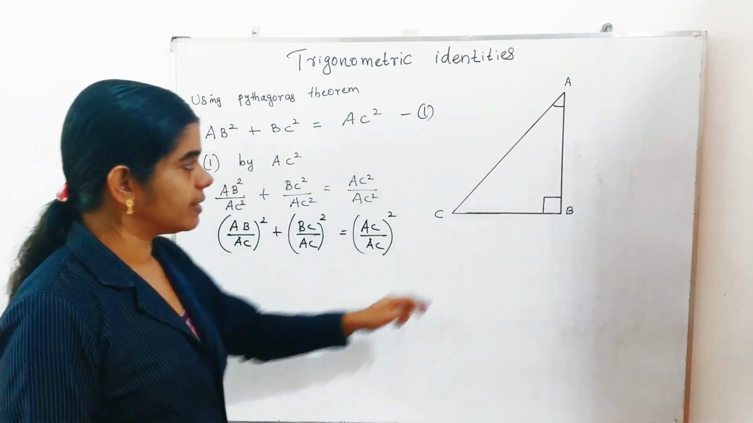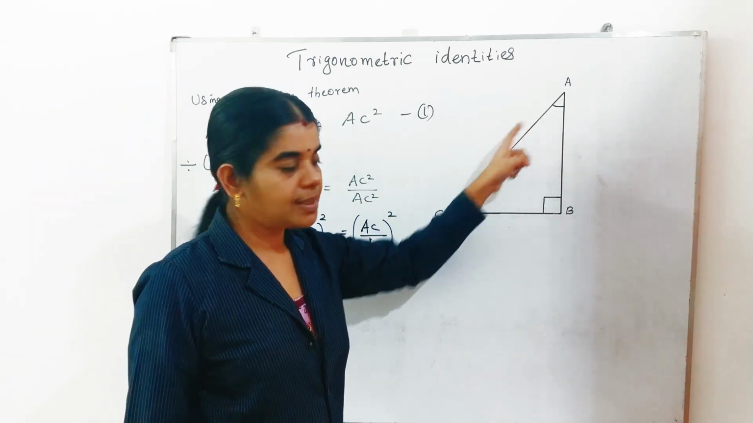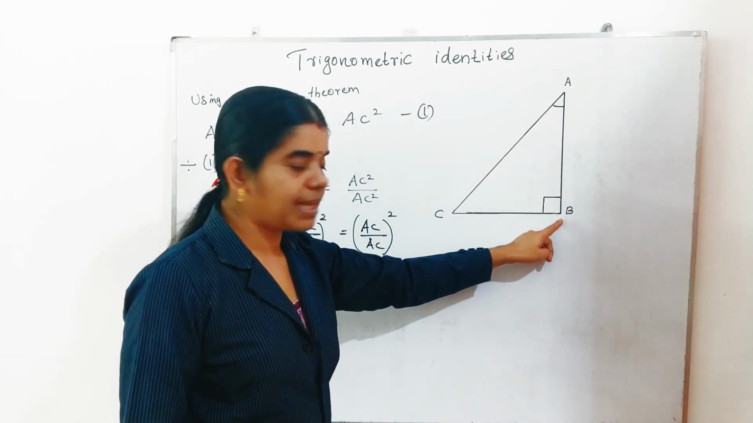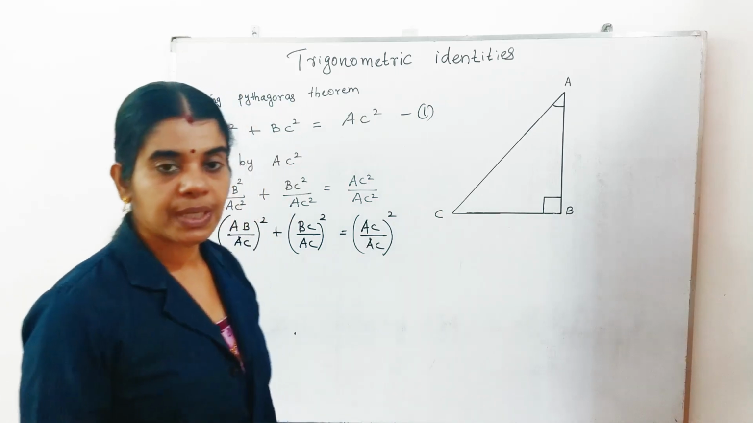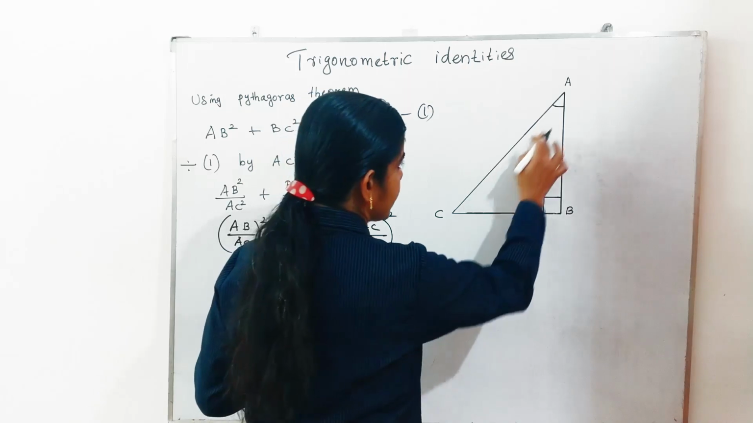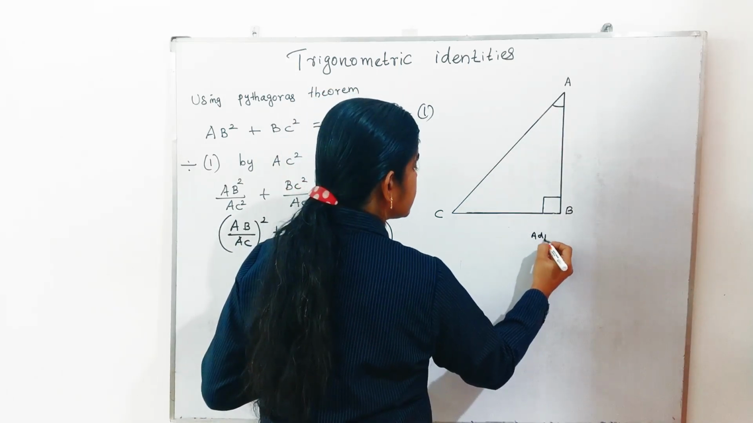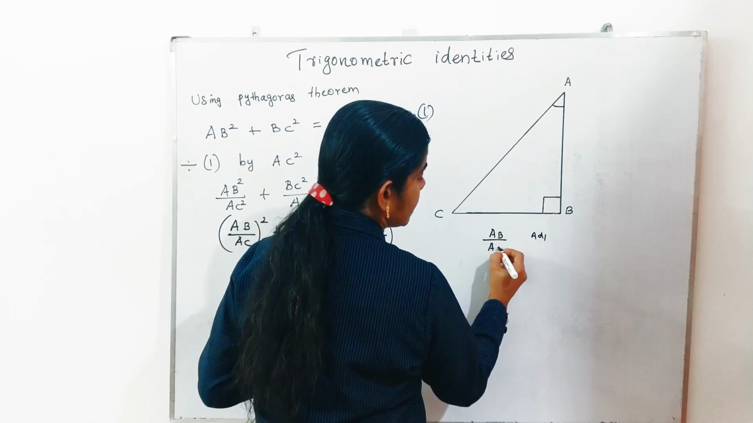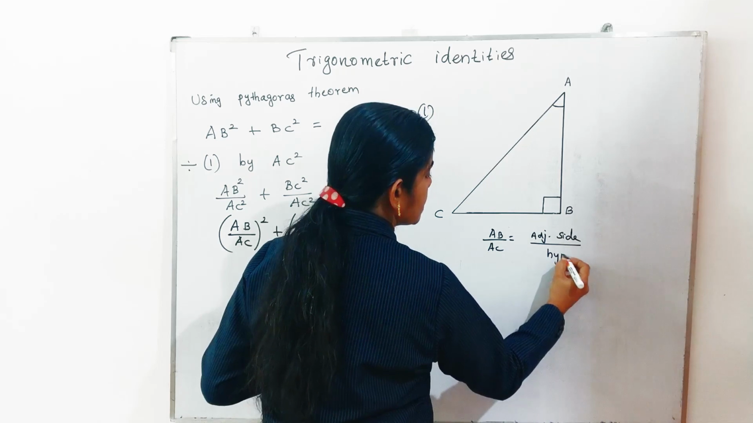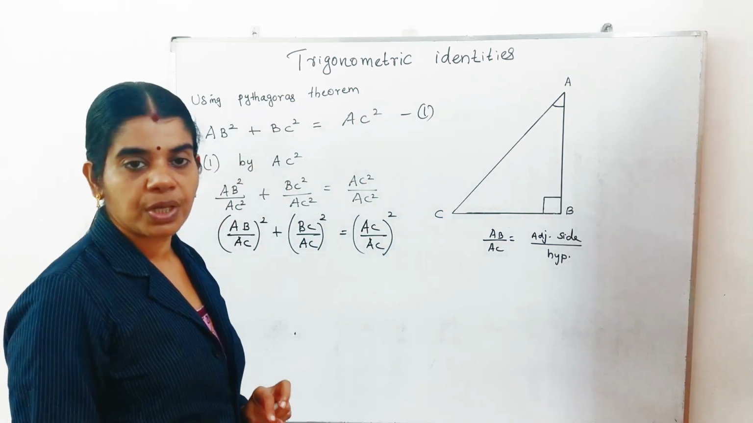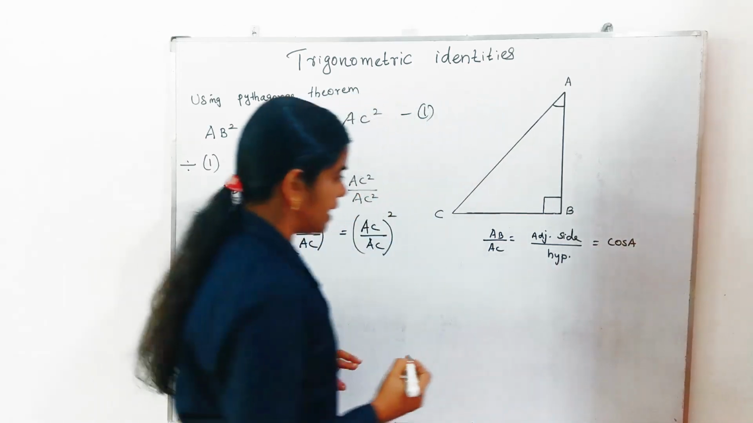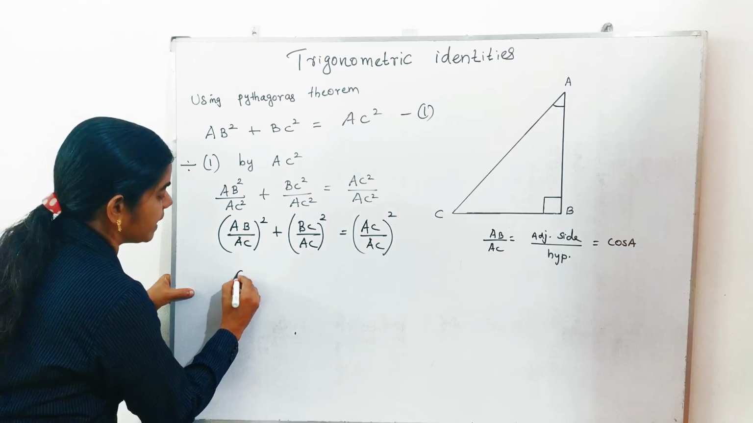Now just look here. Angle A is marked here. Its opposite side will be BC, the adjacent side will be AB, and the hypotenuse is AC. Here the first one is AB by AC. What is AB by AC? Adjacent side divided by hypotenuse. What is adjacent side divided by hypotenuse? That is cos A, where A is the angle marked here.